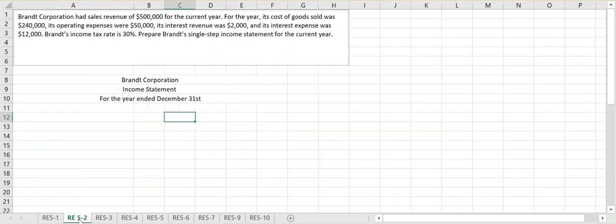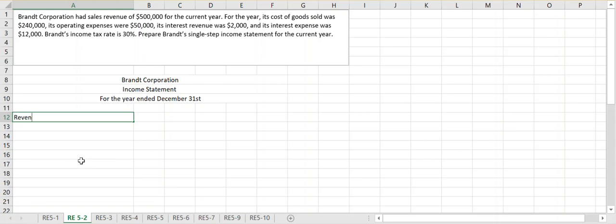So now in review exercise 5.2, we're going to do this process all over again. However, we're going to do it in a single step income statement. So that's when we simply just group together all of our revenues, then all of our expenses, and subtract the two. So very similar to what you probably started off with in Accounting 101 when you were learning about financial statements. You were doing it for a service business. You lumped all of your revenues together minus all of your expenses and got your net income. That's what we're talking about with a single step income statement.